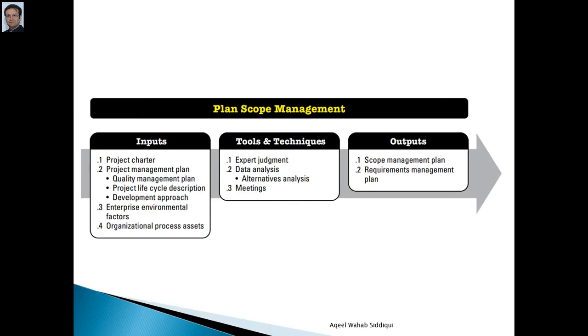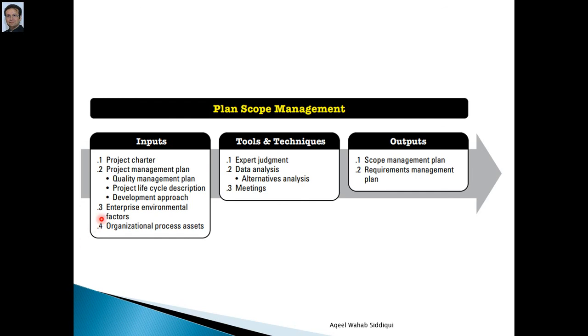So plan scope management has three parts: inputs, tools and techniques, and outputs. In inputs you need the project charter, and in the project management plan we have studied the development approach, project lifecycle description, and quality management plan. Along with the enterprise environmental factors and organizational process assets, these are needed to work on plan scope management.